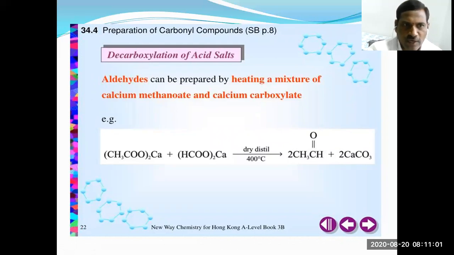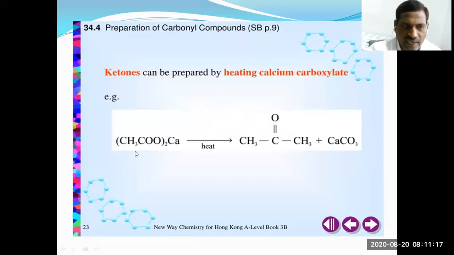Preparation of carbonyl compounds from decarboxylation of acid salts. We can take a mixture of calcium acetate and calcium formate, and we get the aldehyde. Whereas if we take only calcium acetate, on heating we get the ketone.